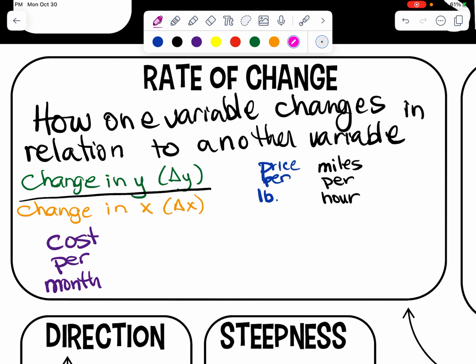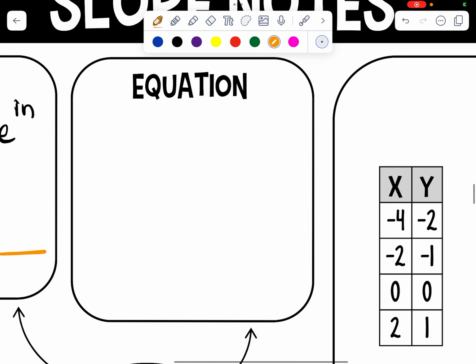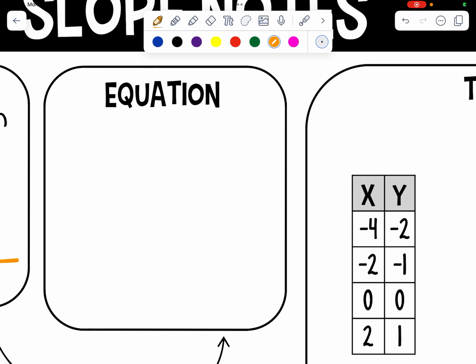And we'll do water used per minute. Okay. A lot of times when I write it for you guys, I say the change in y per, and then I say the change in x. Okay, over here.